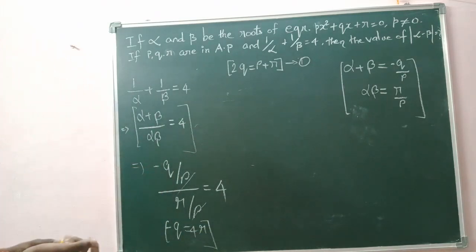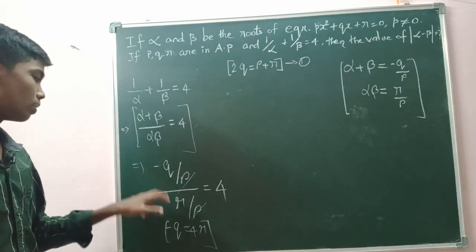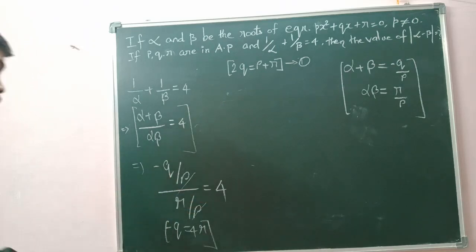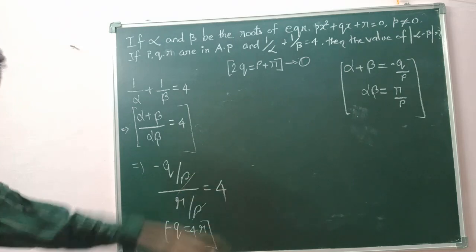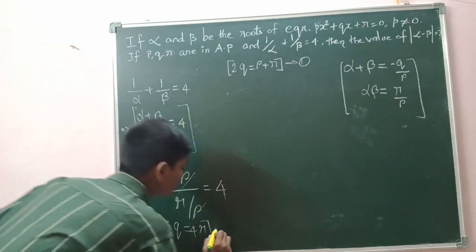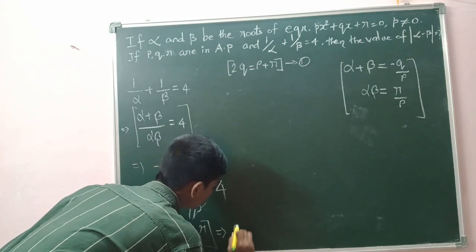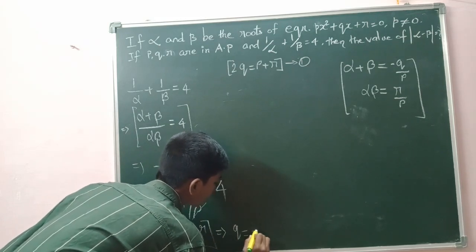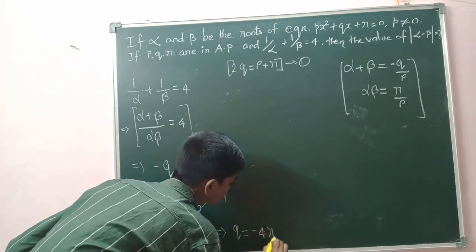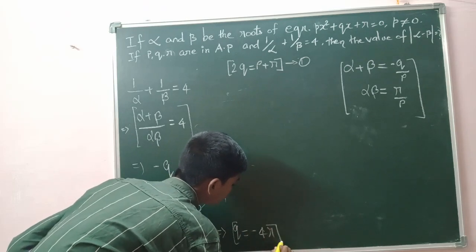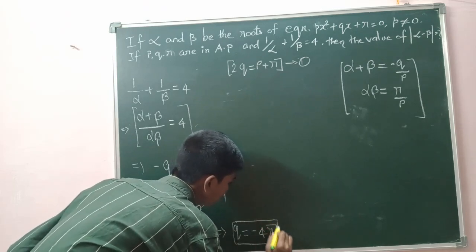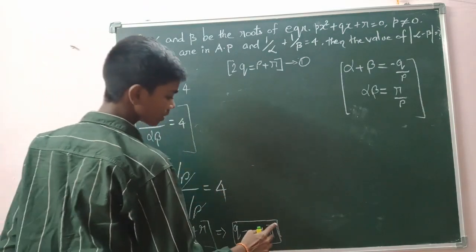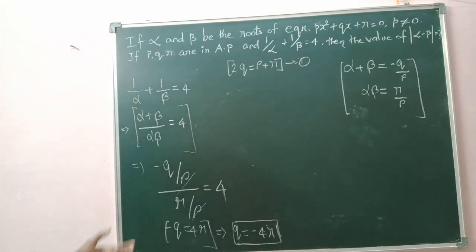As p gets cancelled, if minus q by r is equal to 4, then minus q will be 4r, just taking r to that side. So, which implies that q is equal to minus 4r when you take the negative sign to that side. Correct or not? And this is what you finally got here. So you got your value of q as minus 4r.